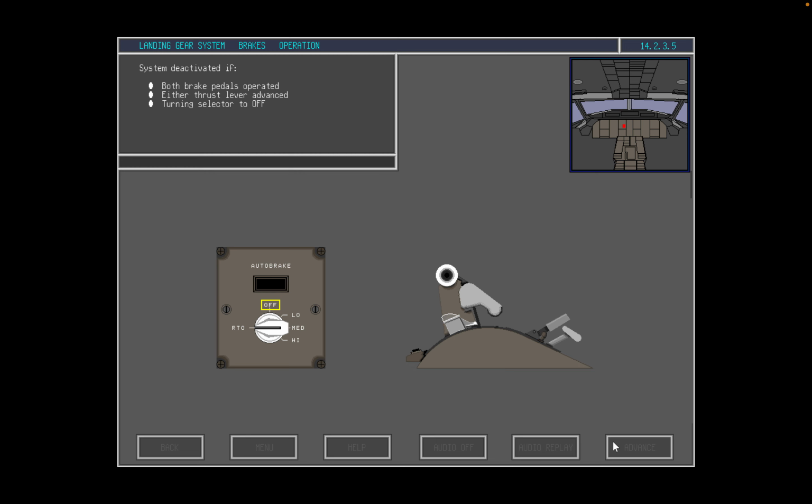The pilot can deactivate the system in the RTO mode by operating both brake pedals, or advancing either thrust lever, or by turning the ABS selector to off. Deactivate the system by advancing the thrust lever.